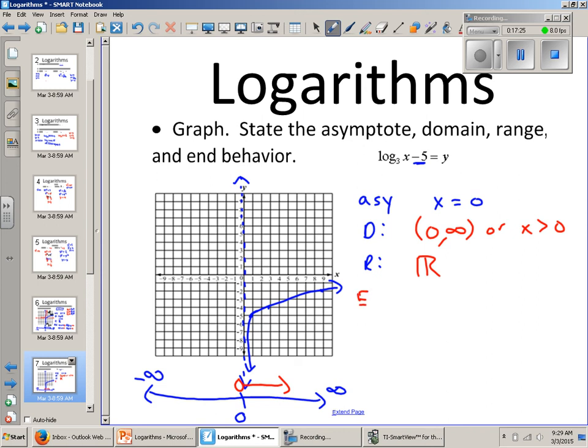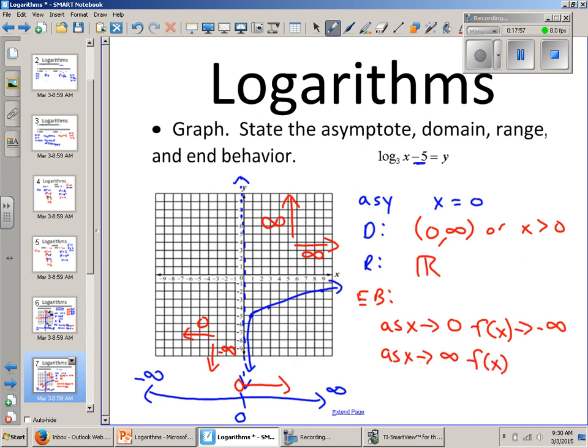End behavior. So we're going left and down to negative infinity, left to 0, because that graph cannot go past 0 because of the asymptote. So as x approaches 0, f of x approaches negative infinity. Go to the right here, we're going right and up, right to infinity, up to infinity. So as x approaches infinity, f of x approaches infinity.